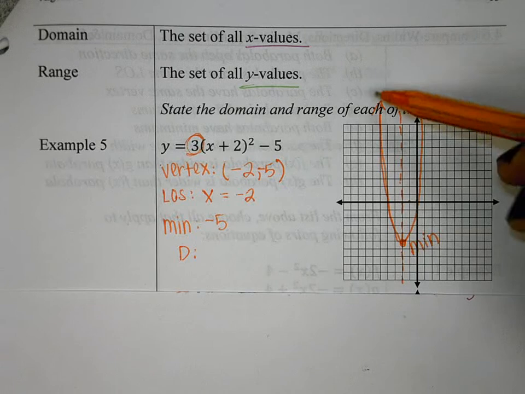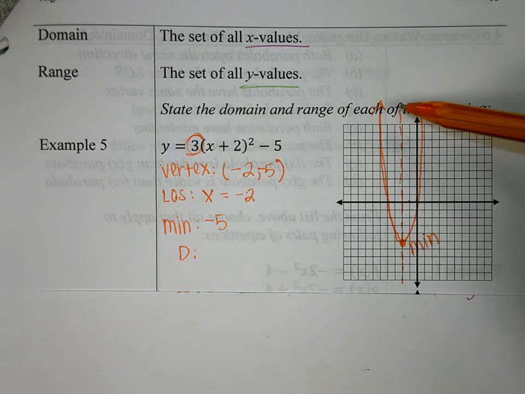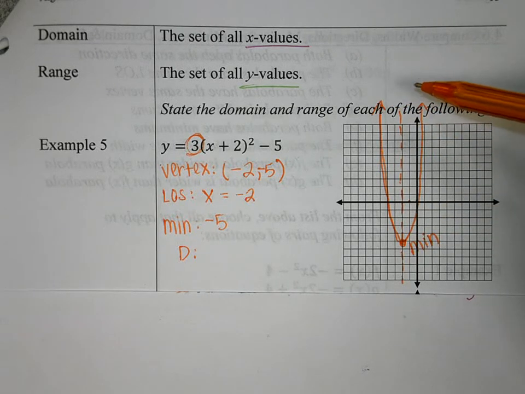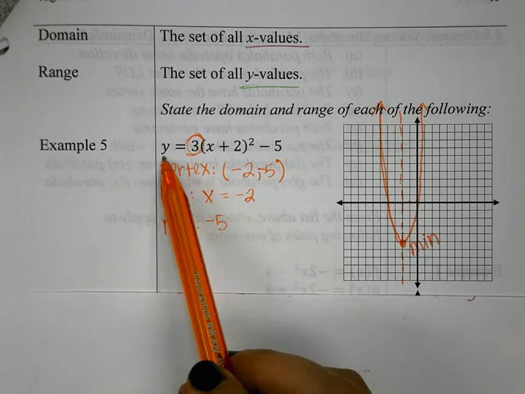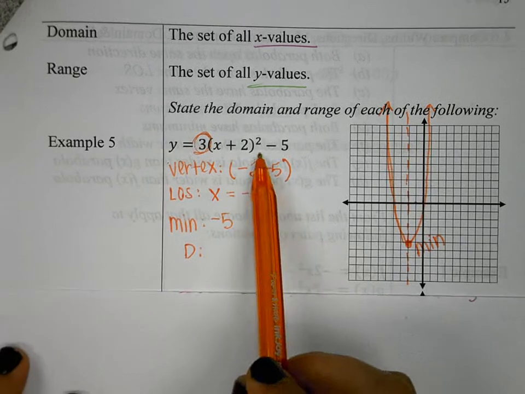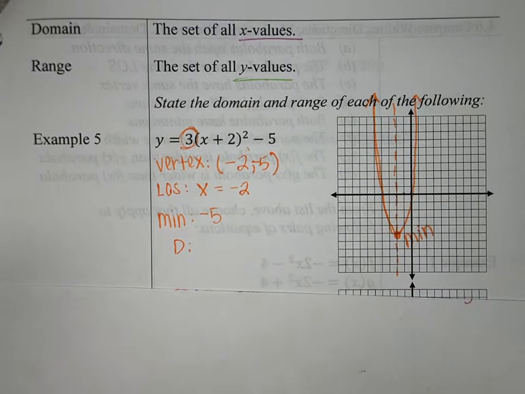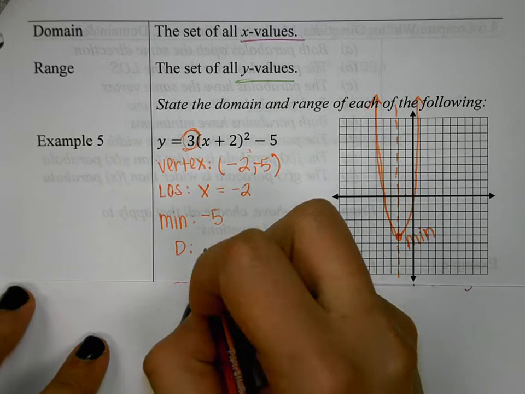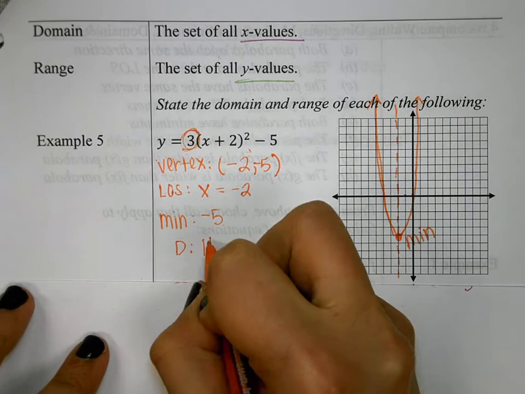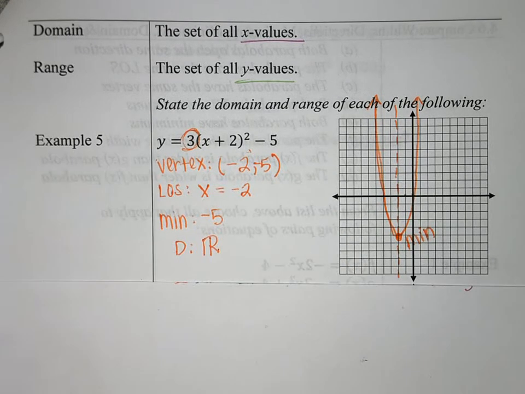Now this graph goes on forever and ever, and it is growing, even though it's not growing out really fast because it's so narrow. But actually, this graph covers every single x value. We could plug any x value into this original equation and get a y value out. They might be very large, but we could do it. So we call that domain all real numbers, or we have that symbol for all real numbers.